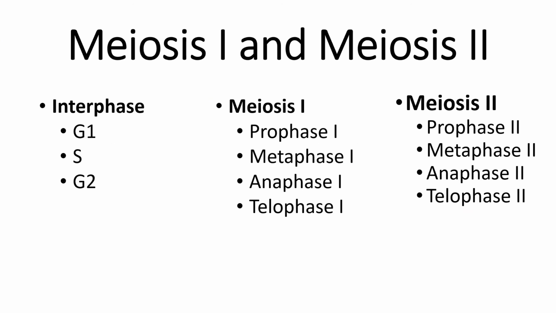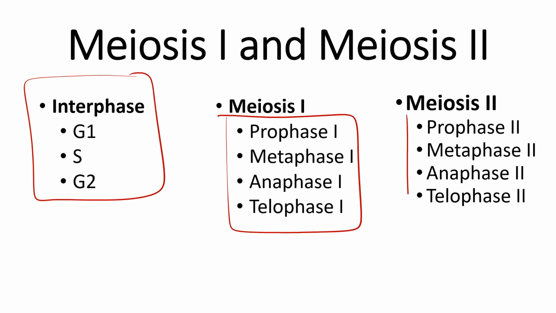So we have meiosis 1, meiosis 2, like I just said. So first we have interphase, then we have PMAT 1, and then we have PMAT 2. And the prophase, metaphase, anaphase, telophase, the same basic things are happening. So to review the PMAT, during prophase, the chromosomes condense inside the nucleus.